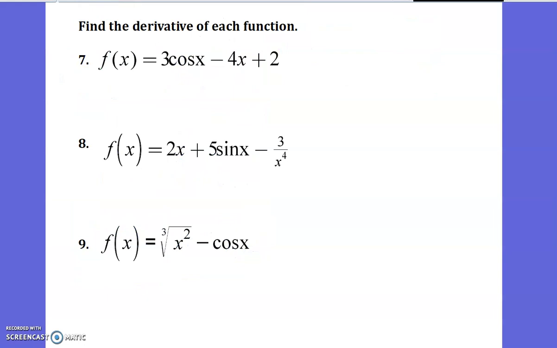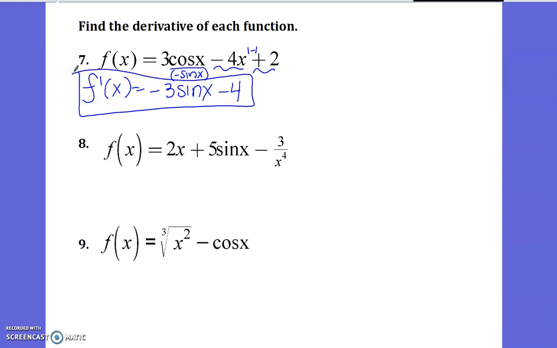Okay, a few more. This is now going to incorporate sine and cosine. When I take the derivative of number 7, the derivative of cosine is negative sine x. So this is going to become negative 3 sine x for that term. The derivative of this term is just negative 4. Whenever you have an x, you can just drop it; taking the derivative, it's just the coefficient. Again, because that's an understood 1, moving that out front doesn't change anything. 1 minus 1 is 0. x to the 0 is 1. And then the derivative of 2 is just 0. So there's the derivative of f of x.